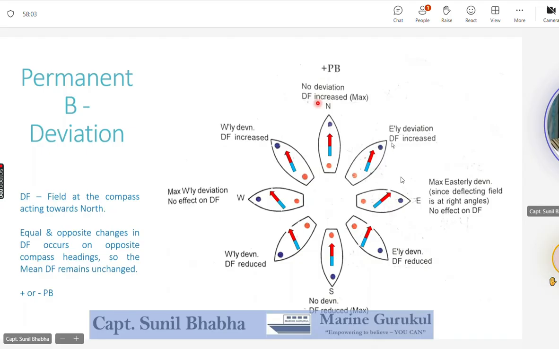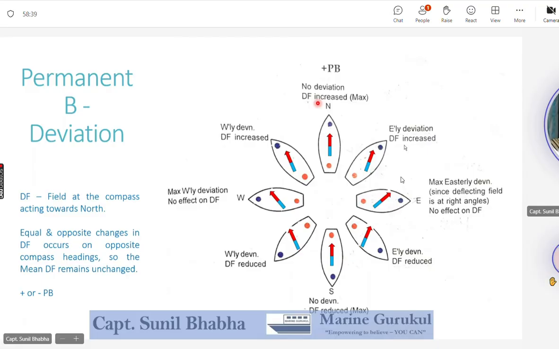Okay. Beta, basically the directive force is about whether the ship's poles are adding up to the magnetism of the earth or they are opposing the magnetism of the earth. Now, whenever you have a blue pole of the ship which is northward of the compass, on a 000 heading it is exactly north, but on northeasterly heading it is still northeast, so it still has a northerly component. It will add up to the strength of the blue pole of the earth. So that is why the directive force is increased.